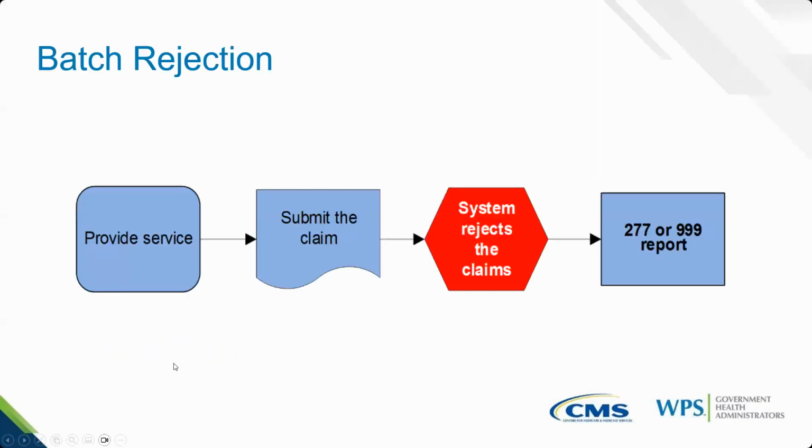Let's get started here. Now, to fully understand rejections and denials, it's important to recognize that a claim has a path it takes during processing, and we refer to this as the life of a claim. This is a simplified graphic on how a claim gets into our system. The provider or supplier renders the service, submits the claim, but the system might reject that claim or the entire batch. And when this occurs, we generate and send a 277 or 999 report.